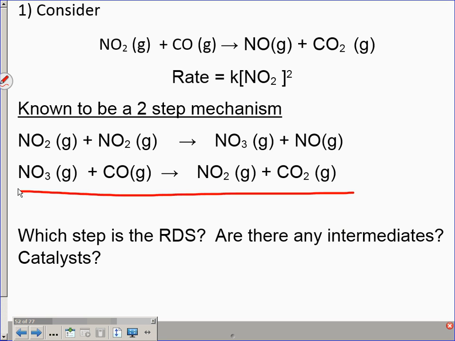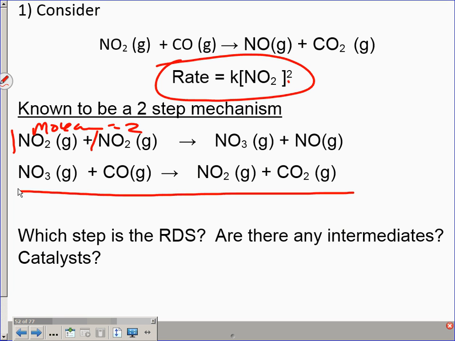So according to the rate law itself, that molecularity has to match one of these. Why step 1? Because there's 2 NO2s, or 2 nitrogen dioxides, there. So 1 and 1 makes 2, right? So the molecularity of this is 2, and according to the rate law, which is second order there, this seems as if it's the rate determining step because that matches the molecularity.